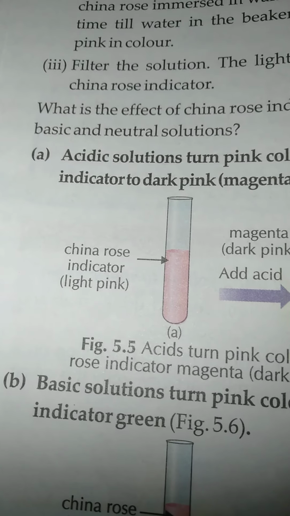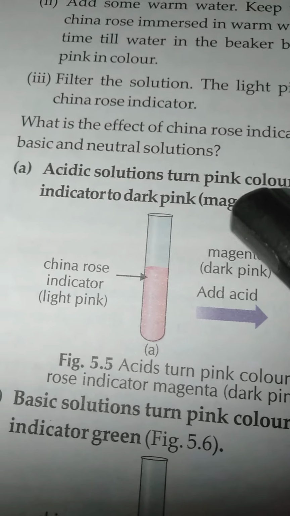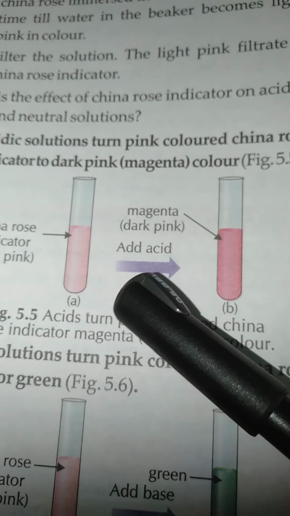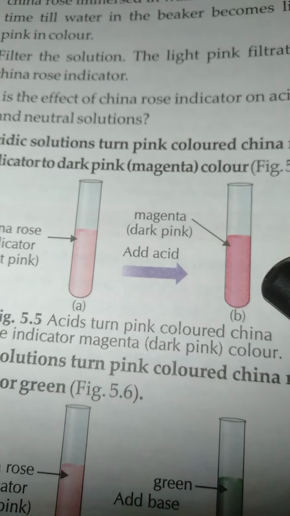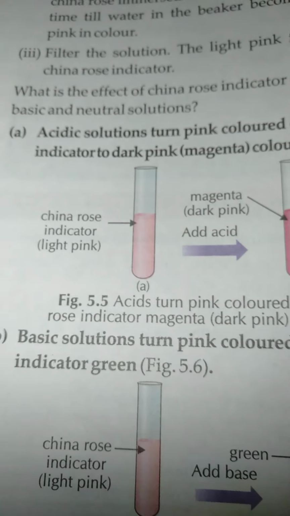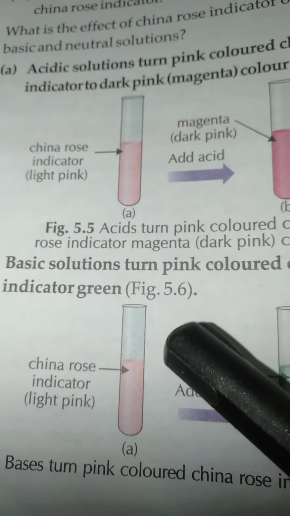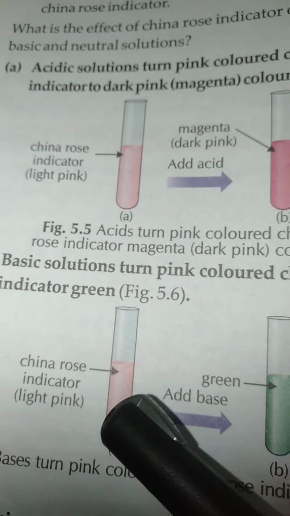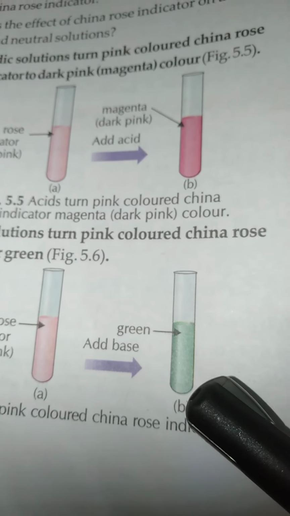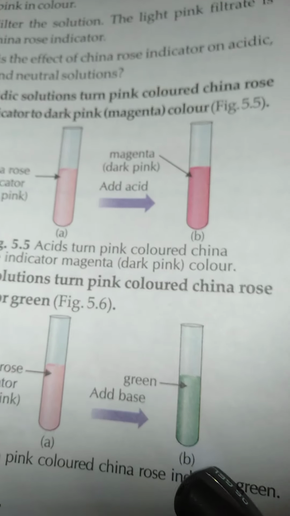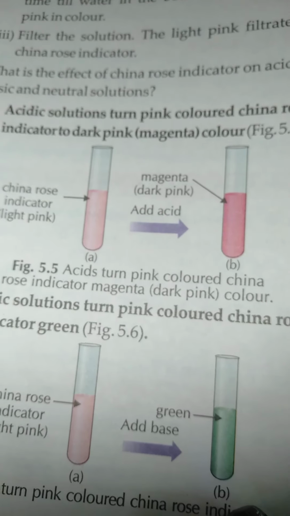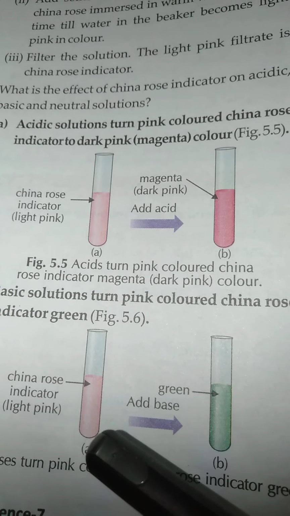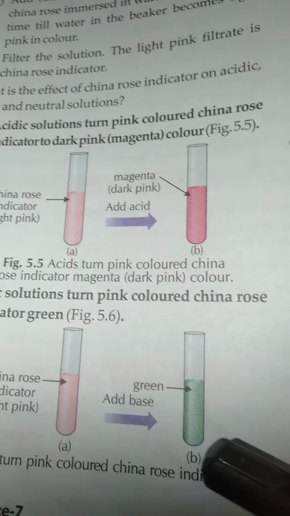If you put this light pink China rose indicator in acidic solution, it will turn dark red. And if you add China rose indicator in basic solution, it shows green color. So China rose indicator has no effect on neutral substances. In acidic it shows dark pink color, and in basic solution it shows green color.